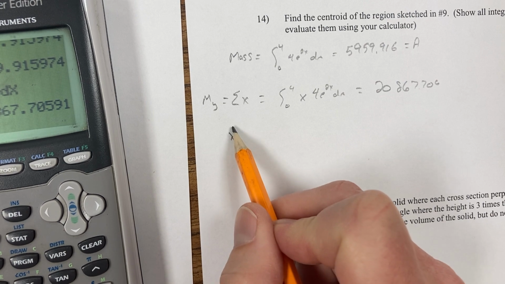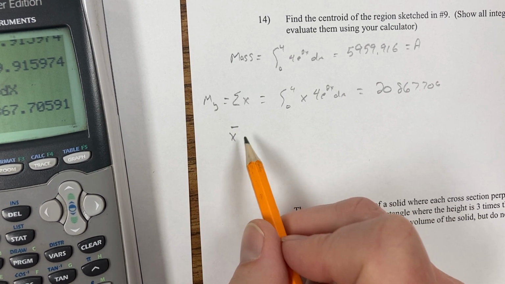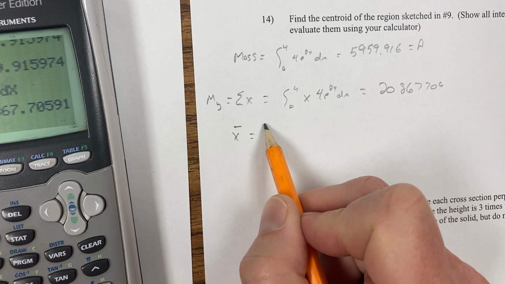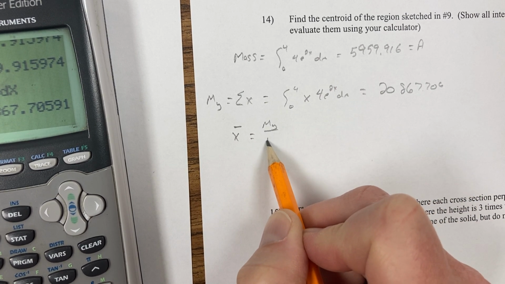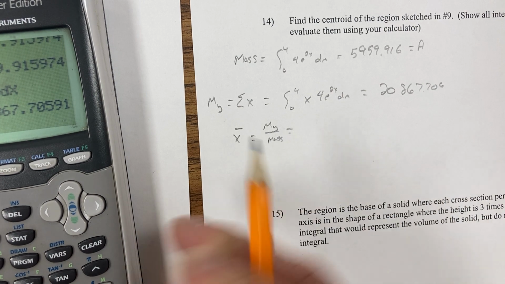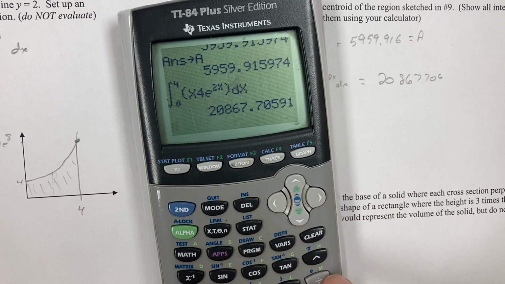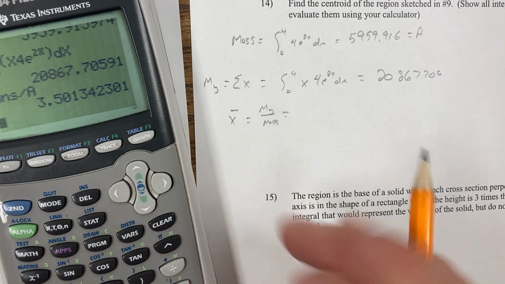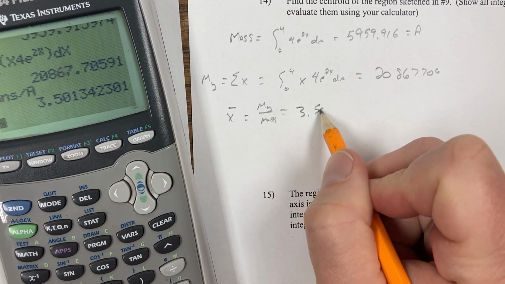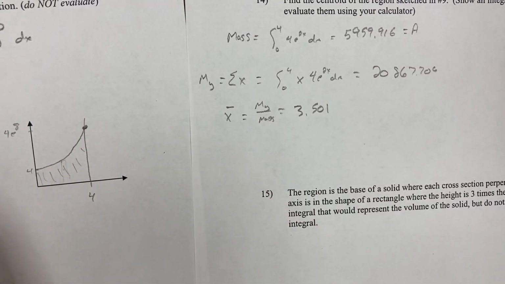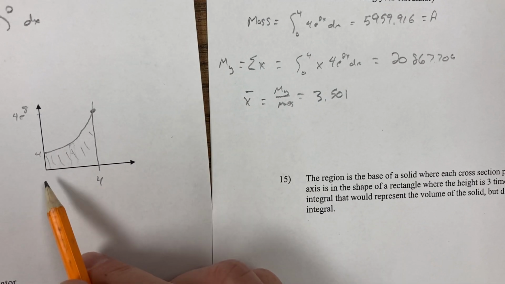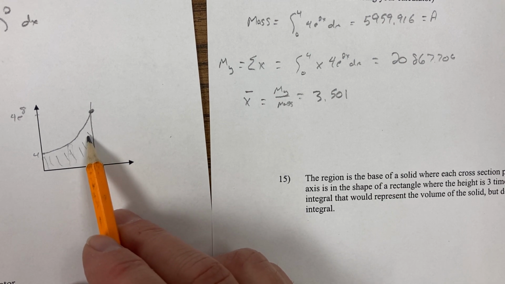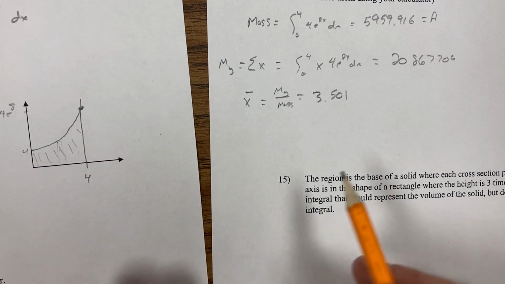So our x coordinate of the centroid will be that number divided by the mass. In other words, I'm going to take that answer and quickly divide it by alpha a, and I get 3.501. All right, so that's the x coordinate. So on my figure over here, about 3.5 is where that center of mass is going to be. And then the y coordinate is going to be way up there.